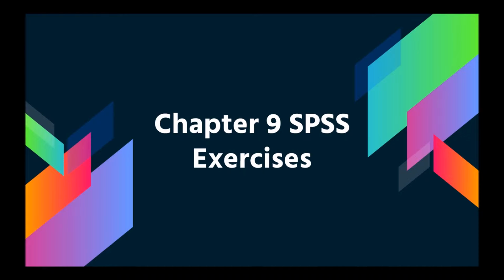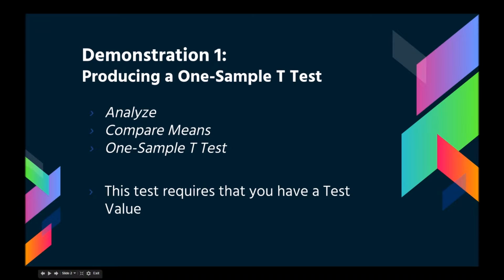Today I'll be going over the Chapter 9 SPSS exercises. So in the first demonstration I'm going to show you how to produce a one-sample t-test. And the way you can do that is you go into SPSS, you go to the drop-down menus, you look for Analyze, and then drop down to Compare Means, and then look for one-sample t-test.